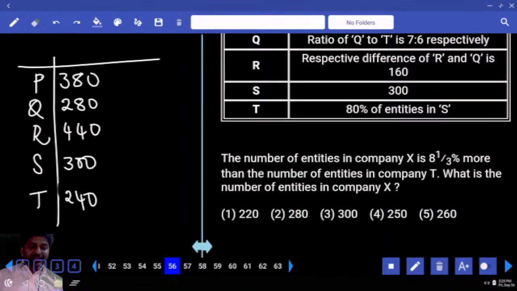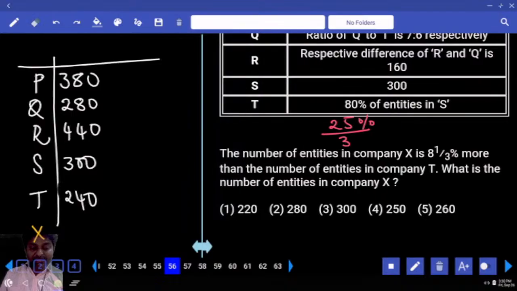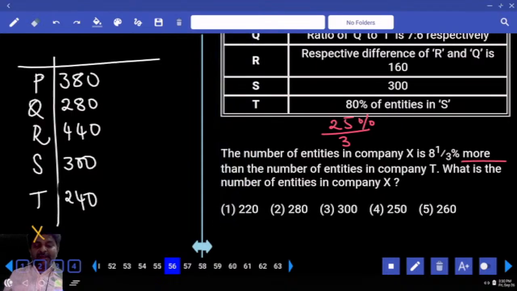The number of entities in company X, they are talking about company X, is 8 1/3 percentage, convert mixed fraction to improper, 25 by 3 percentage more than the number of entities in company T. In company T, how many are there? As it is said, more, plus. How much percent?